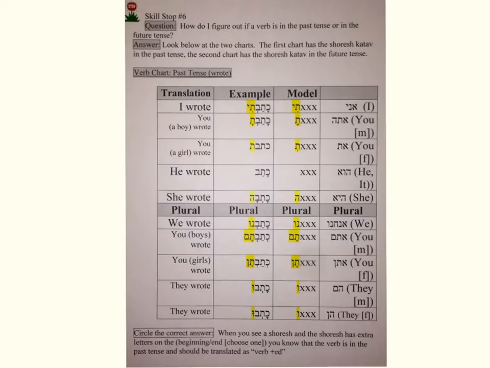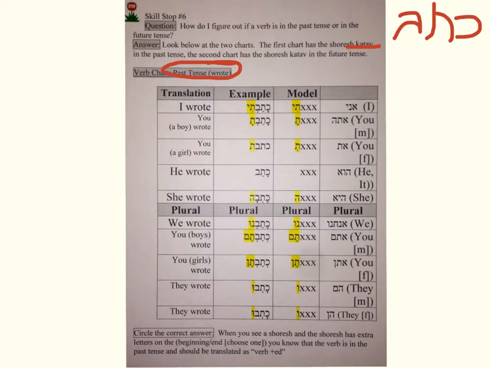So now we're going to take a look at how to change a Hebrew verb into the past tense. As an example, we'll be working on the shoresh katav, which means to write. Here's the chart that breaks down how you would say wrote, which is the past tense of to write, in all of the different word forms that Hebrew takes.